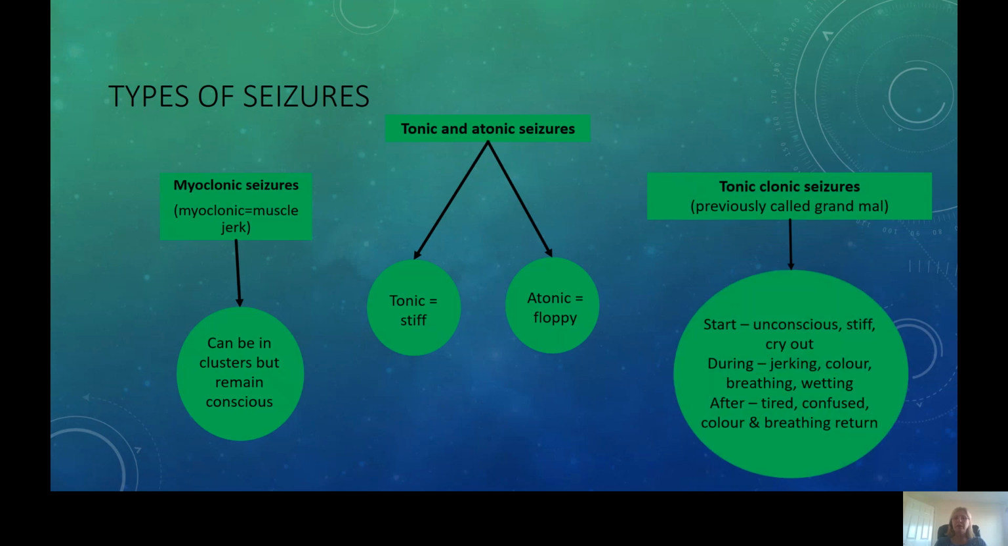Then you have the tonic-clonic seizures, previously called grand mal. Some people with epilepsy can feel these coming on, but to begin with, they may start to fall unconscious, stiff, and cry out. During, we can observe jerking, a change in colour, change in breathing, and they may wet themselves. Afterwards, the client may feel tired, confused, but their colour and breathing will return to normal. Tonic-clonic seizures are what most people associate with epilepsy.